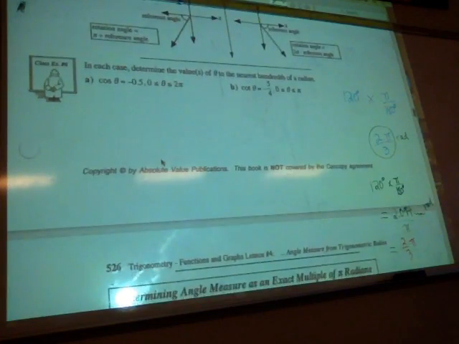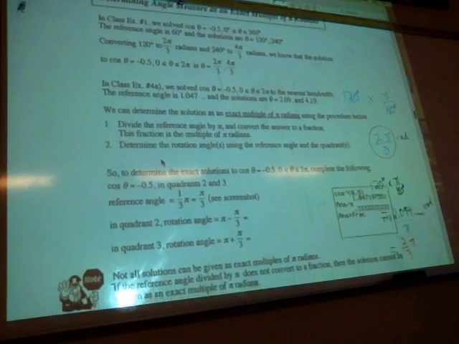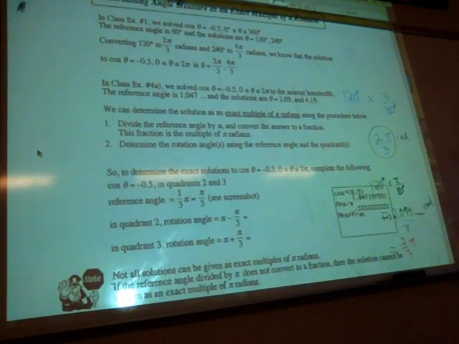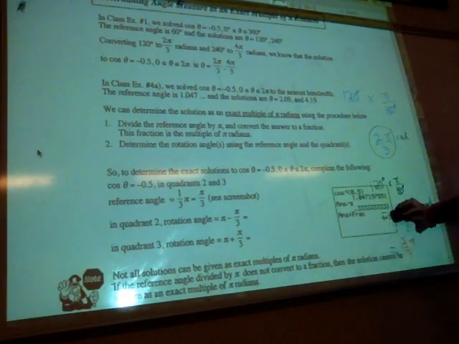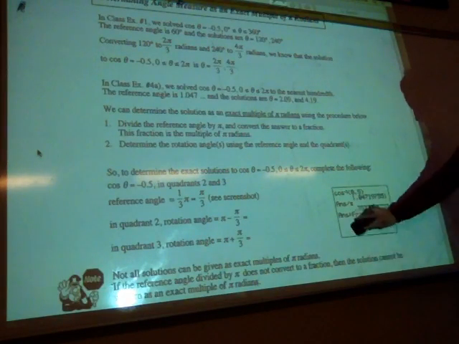I'm just going to skip this next little bit, and if you could go to page 526, please. We're going to walk through an example a little bit slower just to make sure you have it, and then we can call it a day.